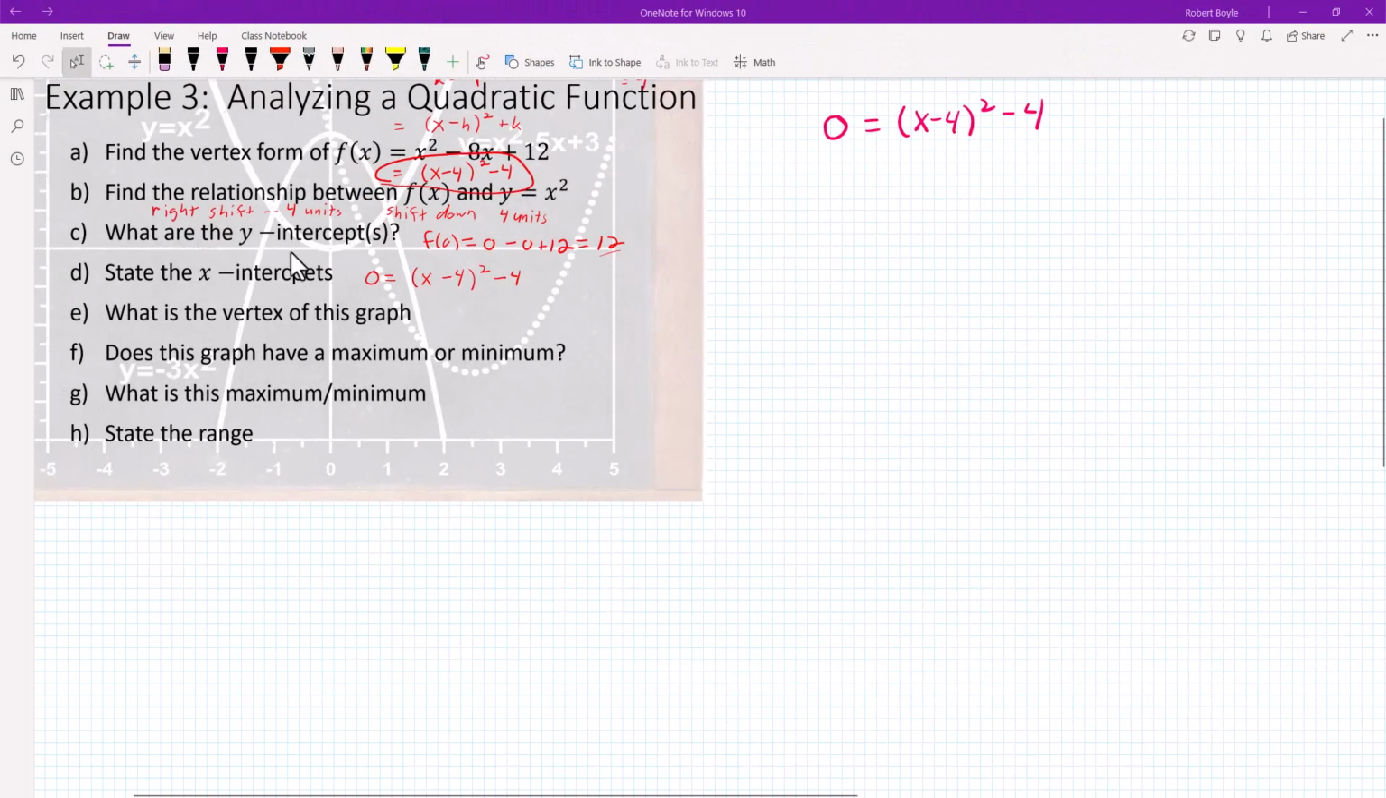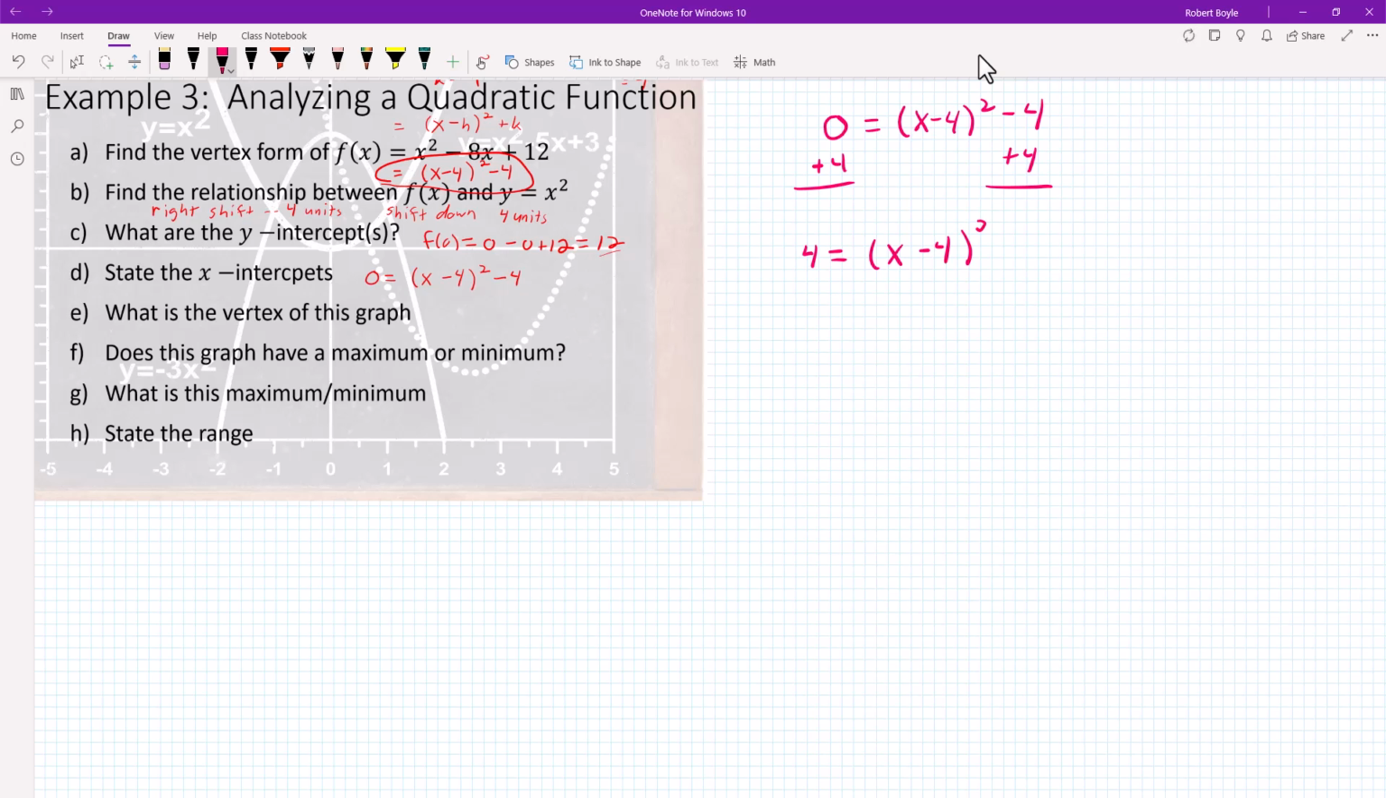Okay, so here we are, and here's our question. Once again, we can figure out what the x-intercepts are by setting f of x equal to 0, by setting y equal to 0 and solving for x. So that means solving the equation 0 equals x minus 4, the entire thing squared, minus 4. We want to solve for x. So the next thing we can do is add 4 to both sides of the equation. If we do, we will have that 4 is equal to x minus 4, the entire thing squared.